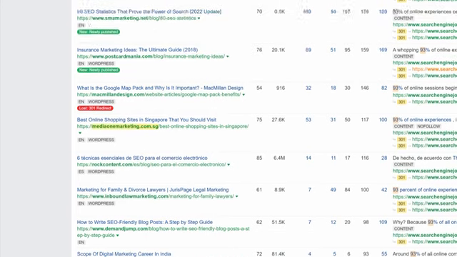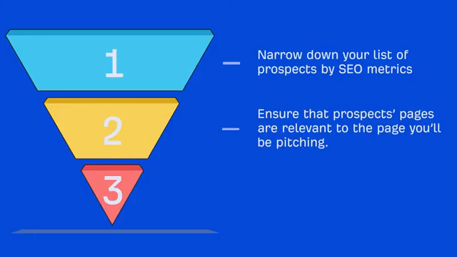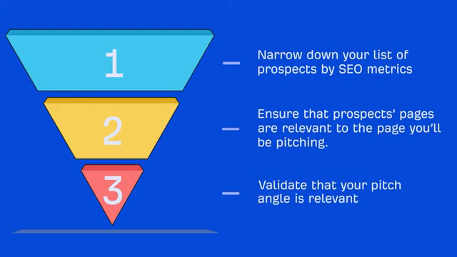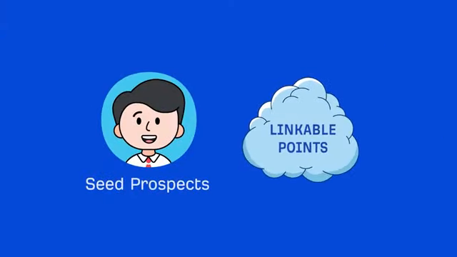As for a page like this, which is on lead gen competitive advantages for pest control, I just exclude it. I'd also exclude pages in other languages because my content would be in English, and so would my outreach pitch. Alright, on to level 3, which is to validate that your pitch angle is relevant. Now, because our prospecting method revolves around finding seed prospects based on a linkable point, that means we need to check each prospect's page to make sure they're still mentioning that point.